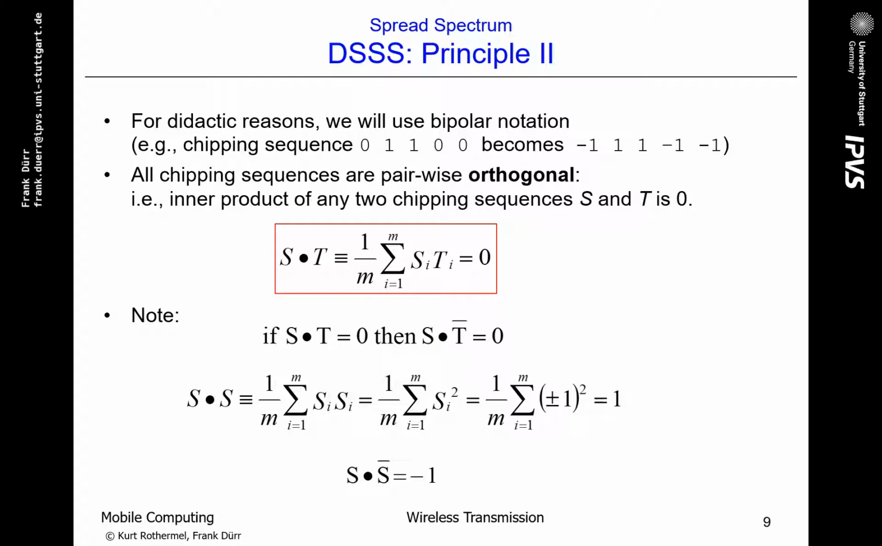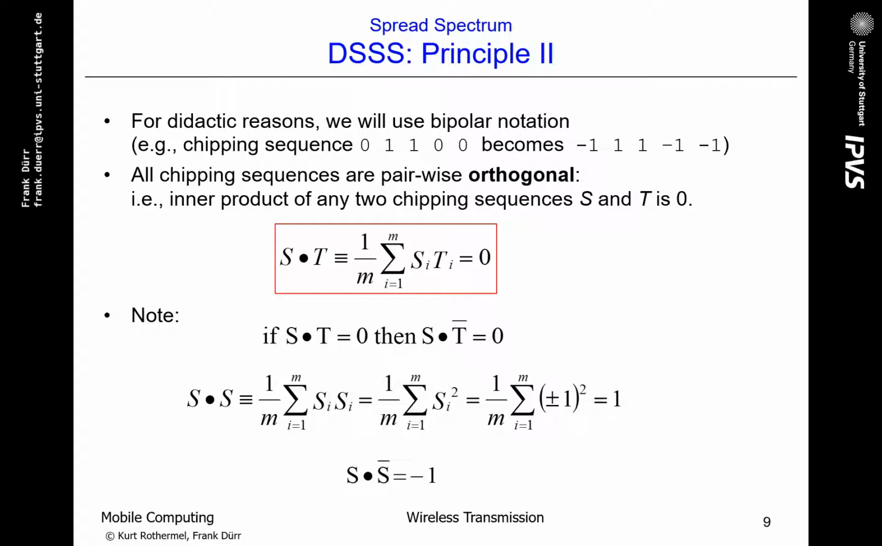Now in order to show you and to define what pairwise orthogonal actually means, I first of all switch now to a bipolar notation. That means instead of using a 0 chip, I will use a -1 chip. A 1 remains a 1, but a 0 becomes a -1. Okay, taking for example this chipping sequence, 0, 1, 1, 0, 0 now becomes -1, 1, 1, -1, -1. Okay? And in this bipolar notation, I now can really start calculating.